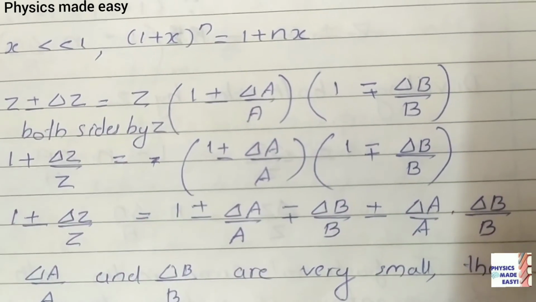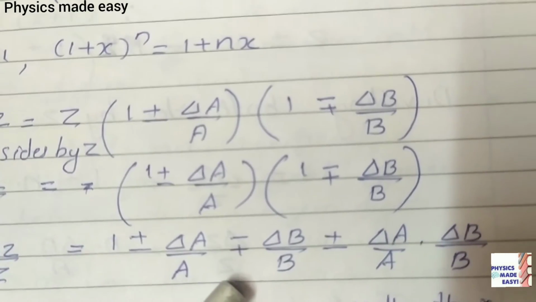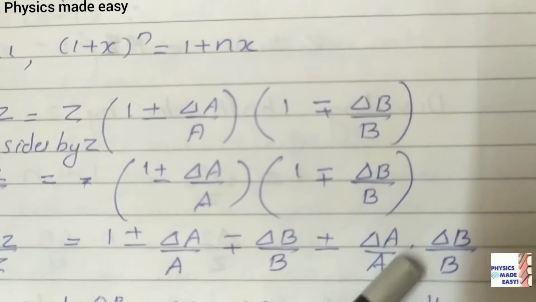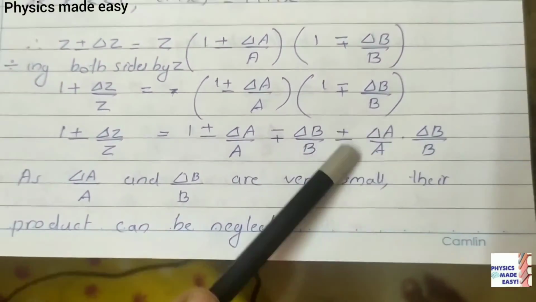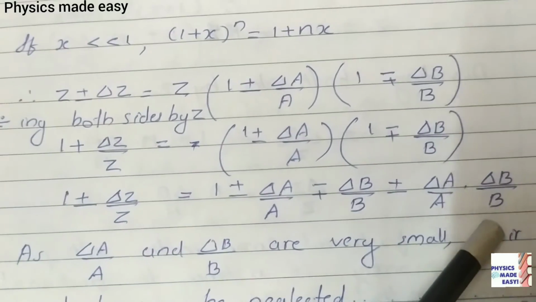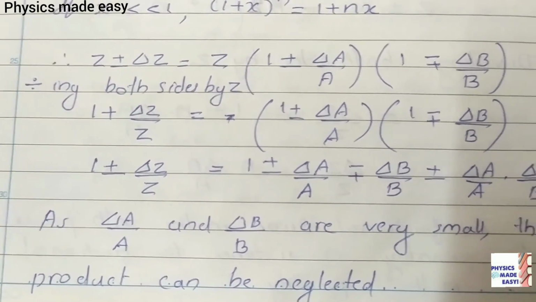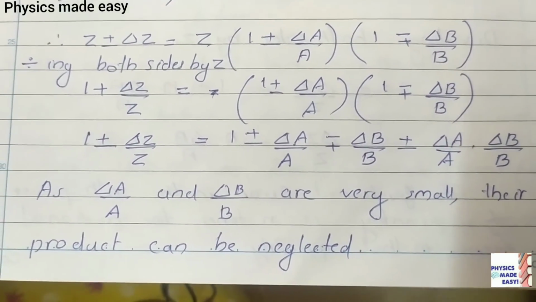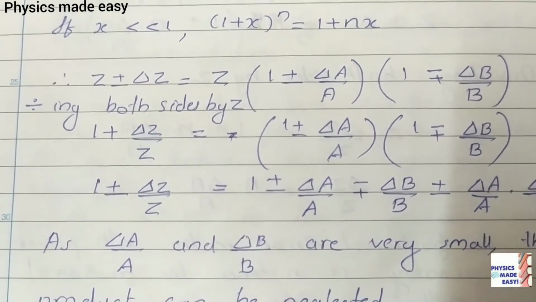Now we have to expand this. Then 1 plus or minus delta A by A minus or plus delta B by B plus or minus delta A by A into delta B by B. As in the previous case, you can cancel this delta A by A into delta B by B. Why? Because this product is very small. Delta A is smaller than A; A is the measured value, delta A is the error, delta B is the error, B is the measured value. So we can neglect the product.